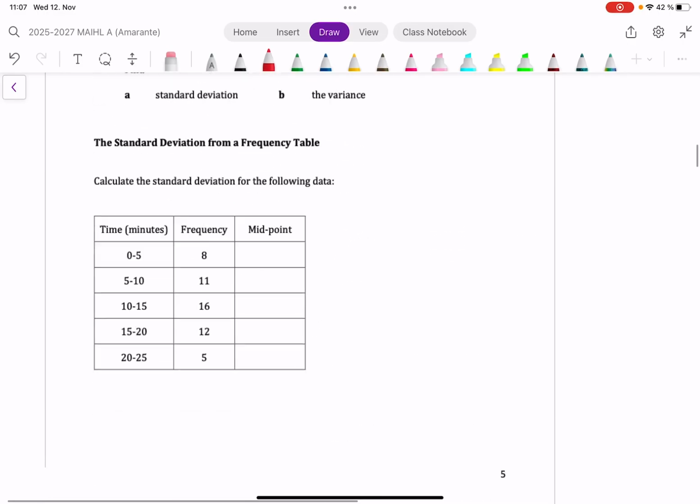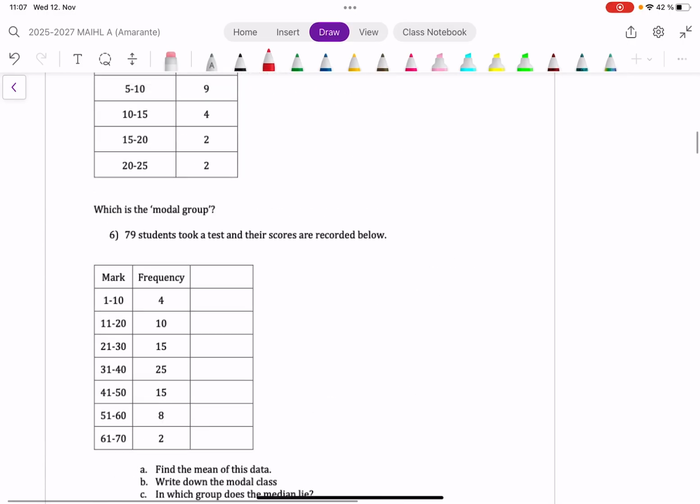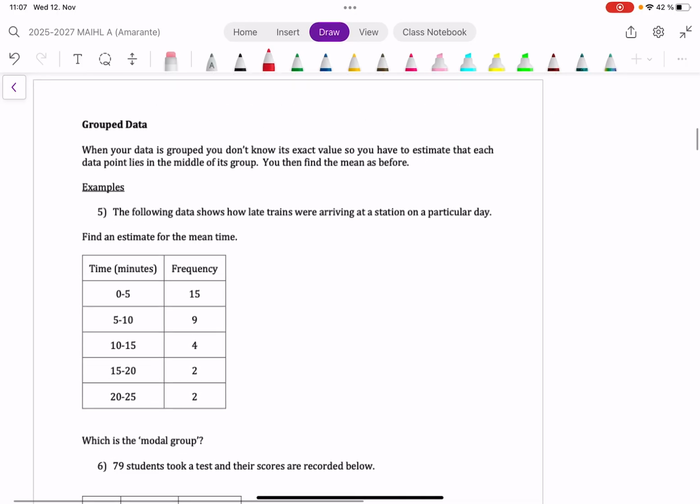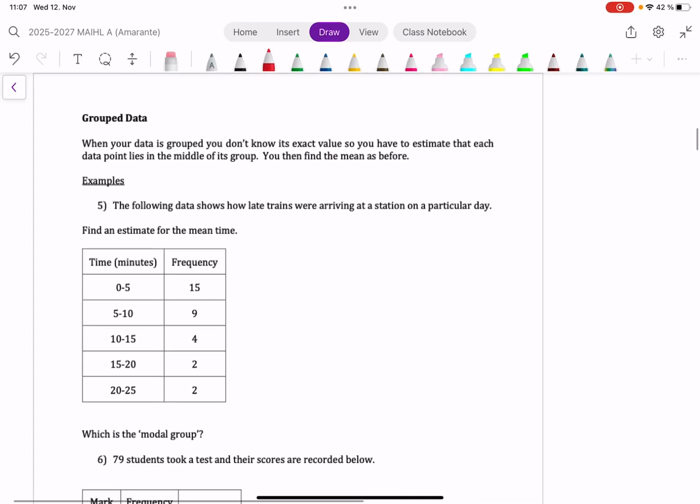Okay, so the other type of data that we can take a look at is grouped data. When your data is grouped, you don't know the exact value you have, but you have an estimate of two points that it lies between. So you can then find the mean just like you did before.